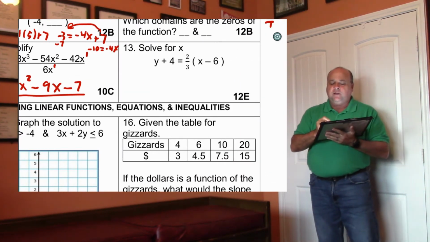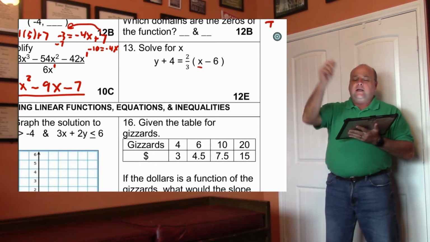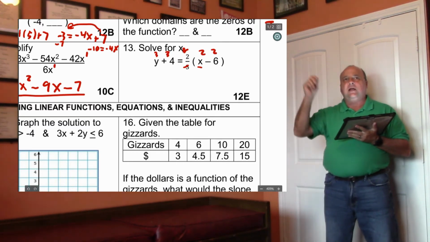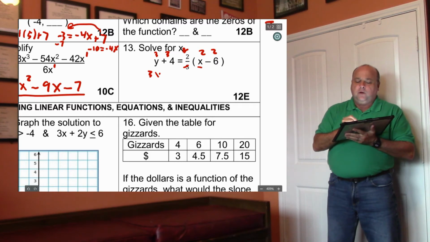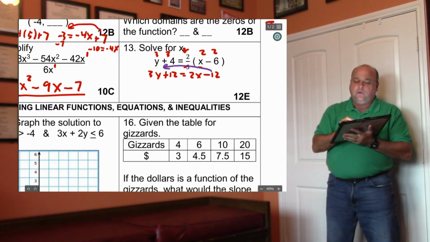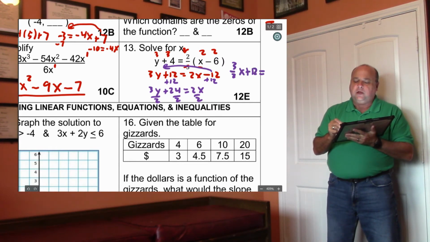Number 13, we're going to solve this for x, okay? This is the inverse of a function. You'll learn this in Algebra 2. We're going to get rid of the fraction, so the 3 goes to the left and the 2 goes to the right, just like when we did switching these to mx plus b. So we're going to get 3y plus 12 equals 2x minus 12. We don't want to solve for y, we want to solve for x. So I'm going to take this 12 and move it across. So plus 12, I'm going to end up with 3y plus 24 equals 2x. Then I'm just going to divide by 2. And I'm going to get 3 over 2 y plus 12 equals x.